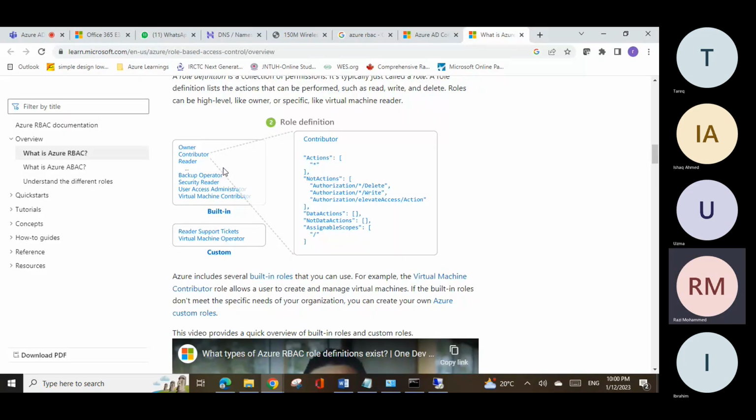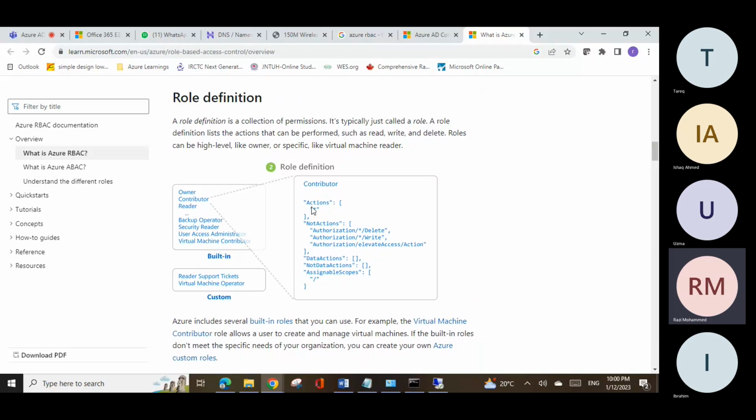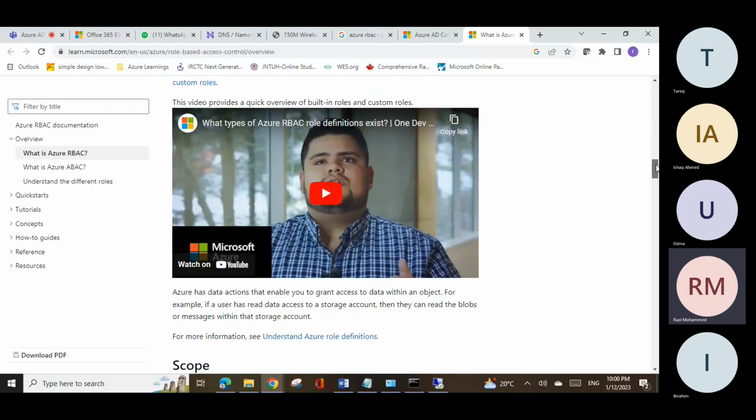This is what I was talking about: owner, contributor, and reader. There are certain other roles as well. So this is on the subscription level: owner, contributor, and reader roles. So there are only 3 roles on the subscription level. The document also covers it.